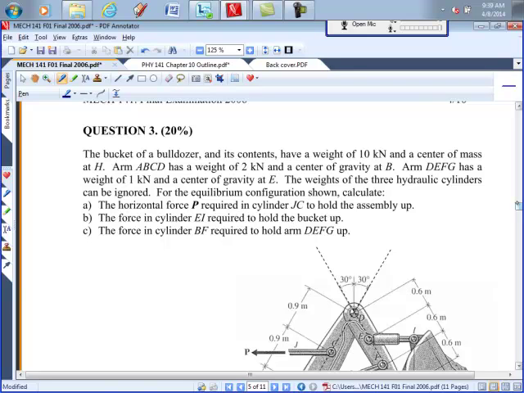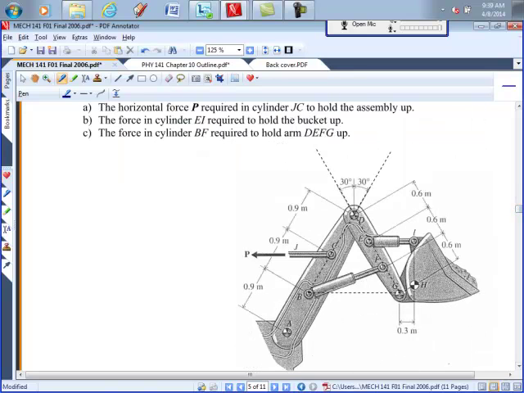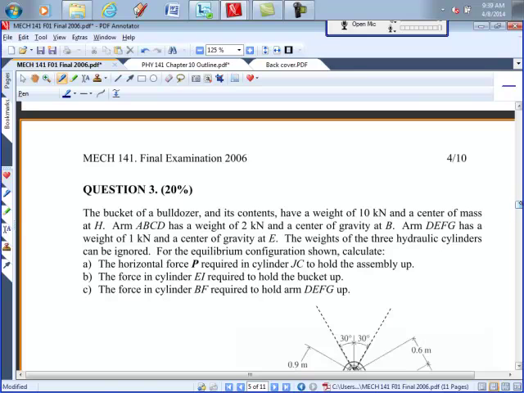The next question says, the bucket of a bulldozer and its contents have a weight of 10 kilonewtons and the center of mass at H. Just scroll down a little bit so you can see there's H. Arm ABCD has a weight of 2 kilonewtons and a center of gravity at B. So A, B, C, D, this part, center of gravity at B. And arm DEFG has a weight of 1 kilonewton and a center of gravity at E. The weights of the three hydraulic cylinders can be ignored.